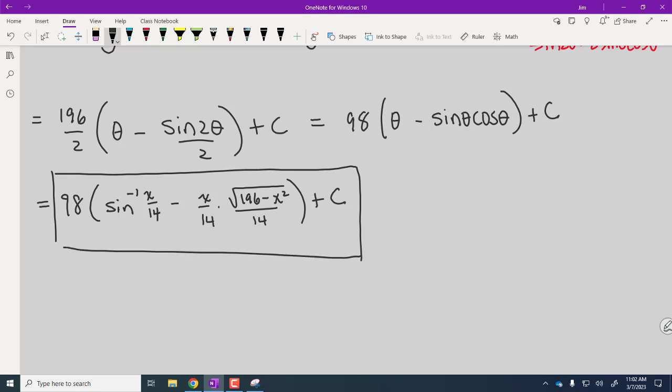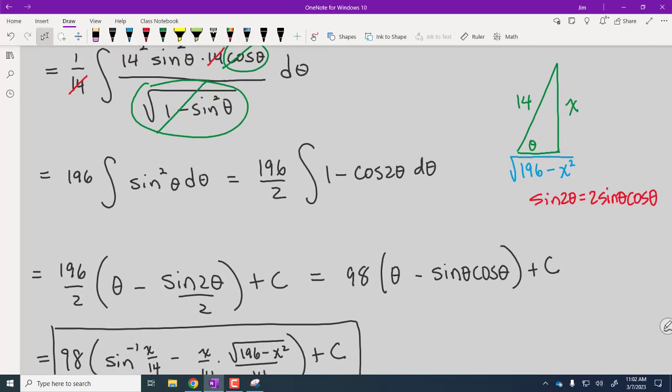Should we do one more trig sub, Cameron? Could you go off of it? So, how did you go from 196 there to the next? Power reduction. There's an identity. So sine squared is 1 minus cosine 2 theta divided by 2. That's an identity that you know.